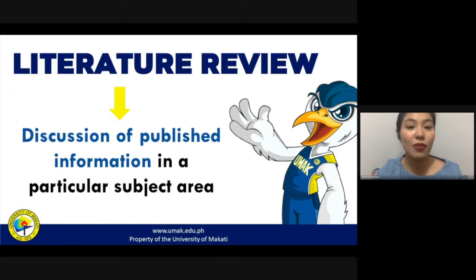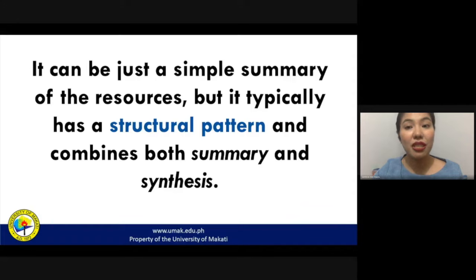Now, a literature review is simply a discussion of published information about a particular subject area. It can be just a simple summary of the resources, okay, so where you got the information from. However, it typically has a structural pattern and combines both summary and synthesis.